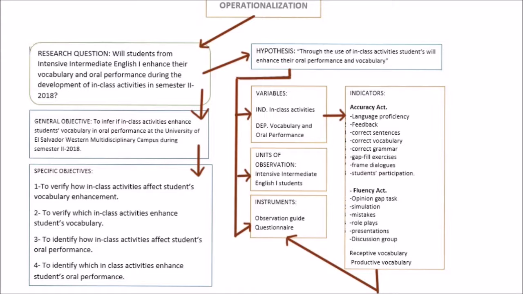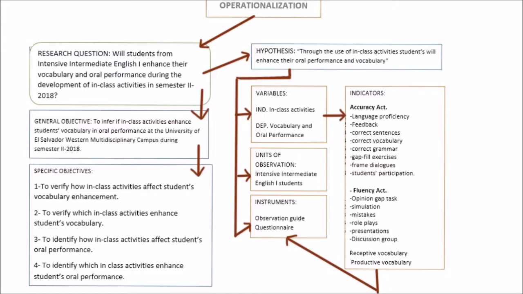Now, let's move to the variables. There is a dependent and an independent variable. The independent one is in-class activities, and the dependent ones are vocabulary and oral performance. From these variables, we also got indicators, accuracy-oriented activities, such as language proficiency, feedback, correct sentences, etc. And also the fluency-oriented activities, such as opinion gaps, simulations, role plays, etc.